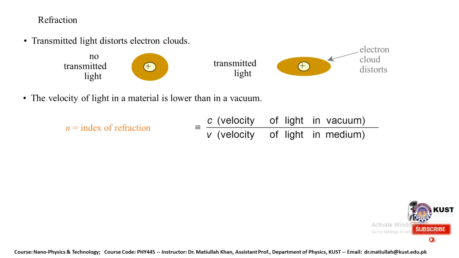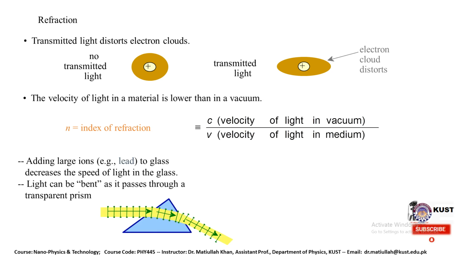So how does refraction occur, and how does the electron interact with matter? The transmission or refraction of light distorts the electron cloud. In the first case there is no transmitted light, and in the second case we have transmitted light, and the electron cloud is distorted.